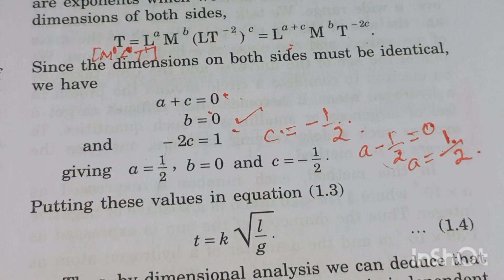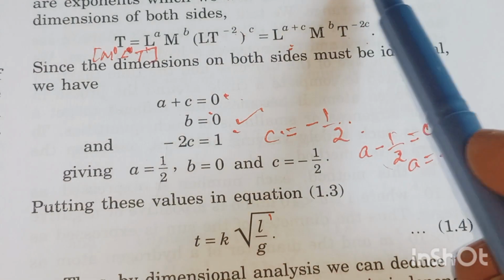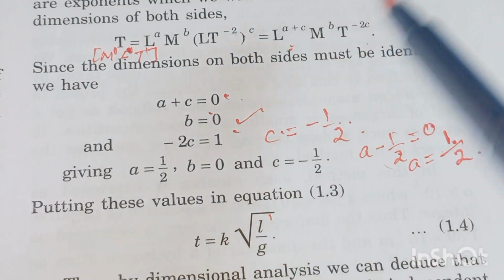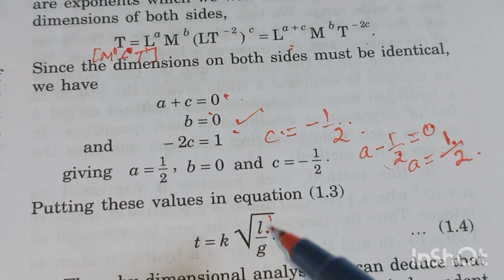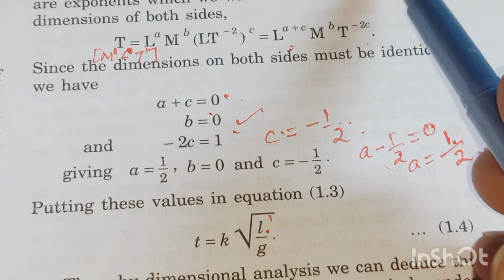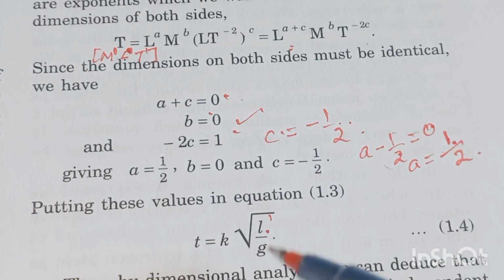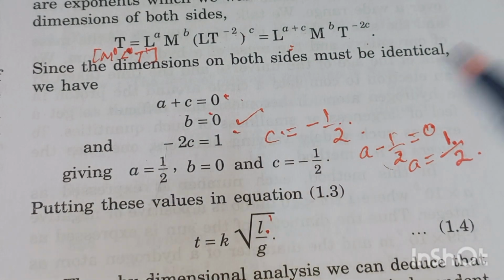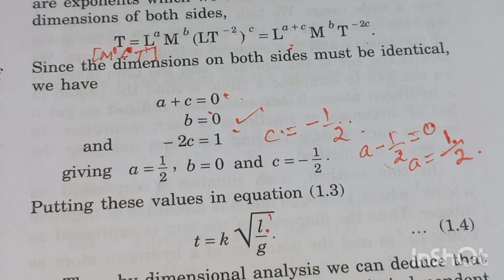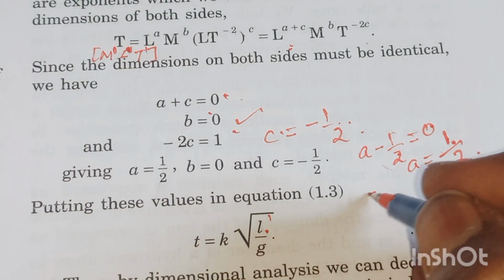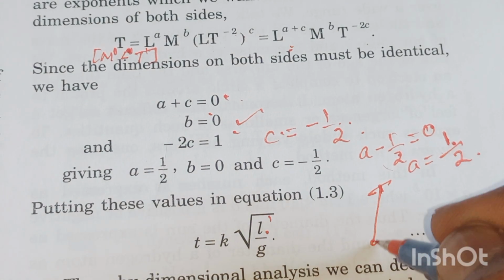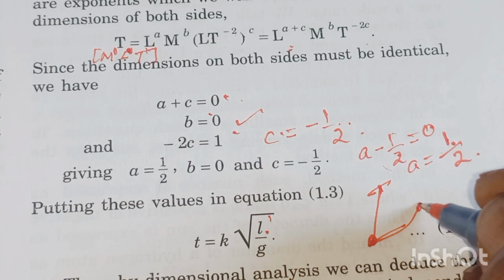So therefore 1 by 2 is what it comes in the square root. Okay, therefore we will take the whole square. So as L raised to plus 1 by 2, it will be in the numerator, and as G is minus 1 by 2, it becomes in the denominator, but both are in the square root, so that is L upon G. So this is the final equation for the time period of the oscillations of the simple pendulum.